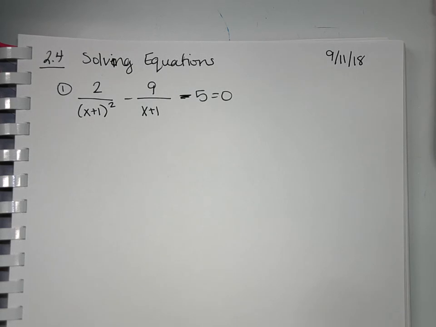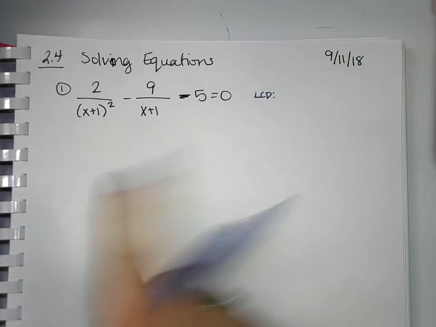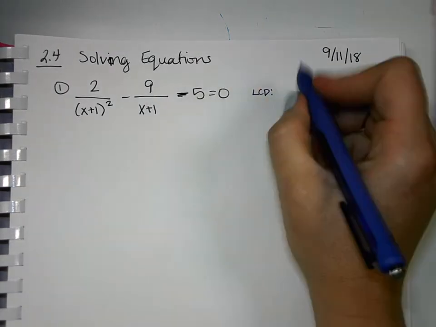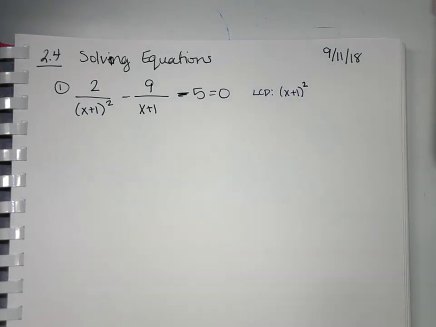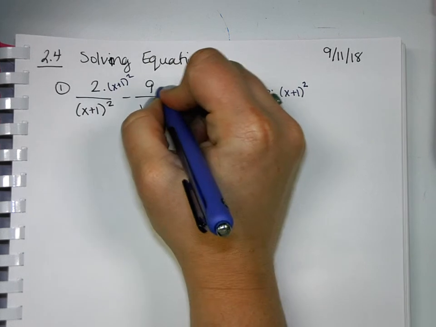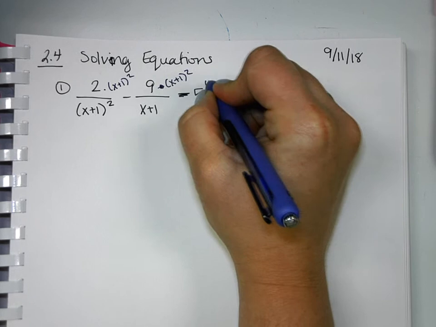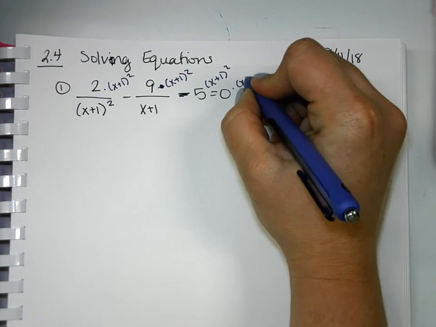So because I have the fractions, this is where we're going to look for the LCD and multiply each term by that LCD so we can cancel out denominators. So when looking at our denominators, I'm going to take the highest power of each base, which in this case would be x plus 1 squared. So when I multiply each one of these by x plus 1 squared, and don't forget we even have to do the other side of the equation by x plus 1 squared.